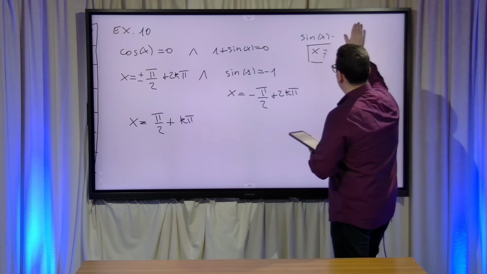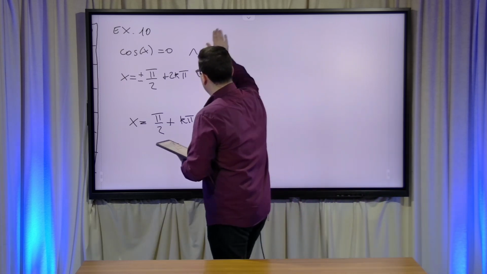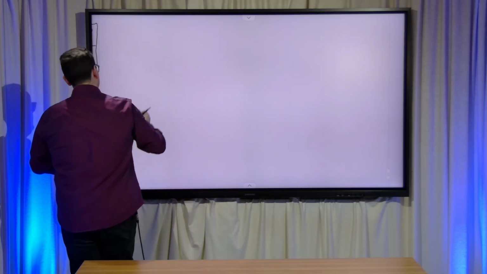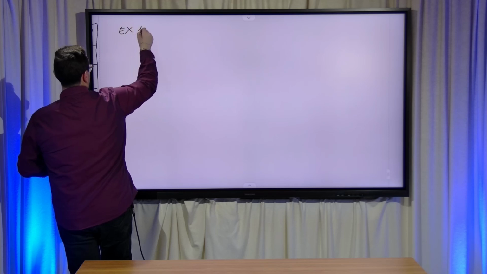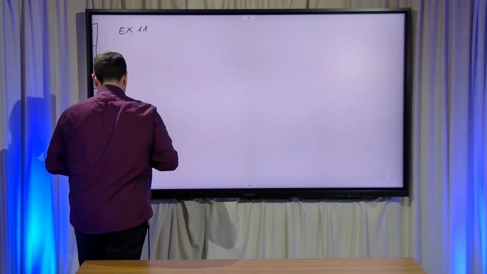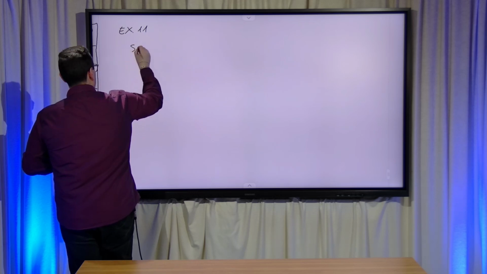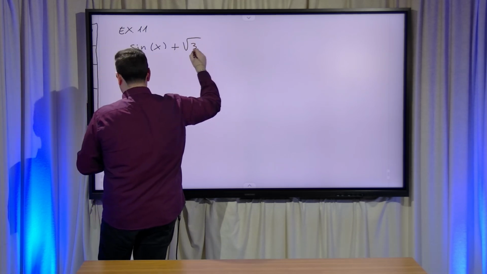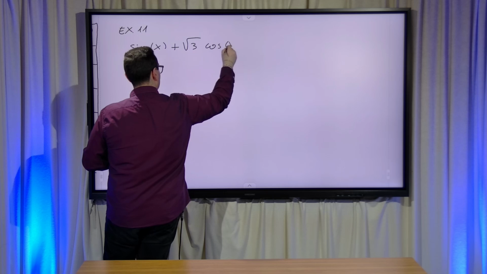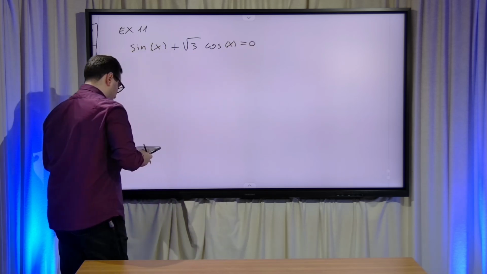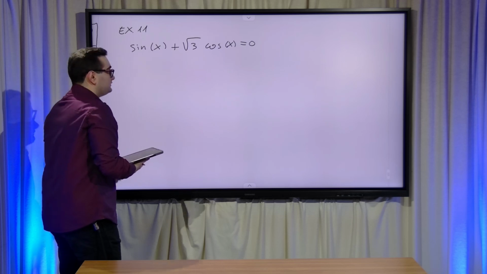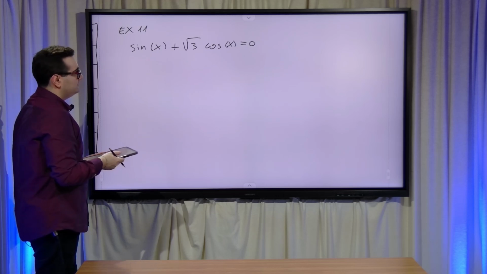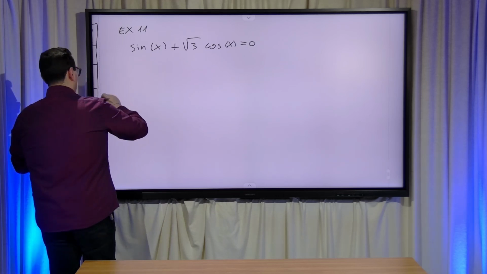Let's move on. Exercise 11. I have this equation, sine of x plus square root of 3 cosine of x equals 0. Okay, so to solve this equation, I can use these formulas. I can write them here.